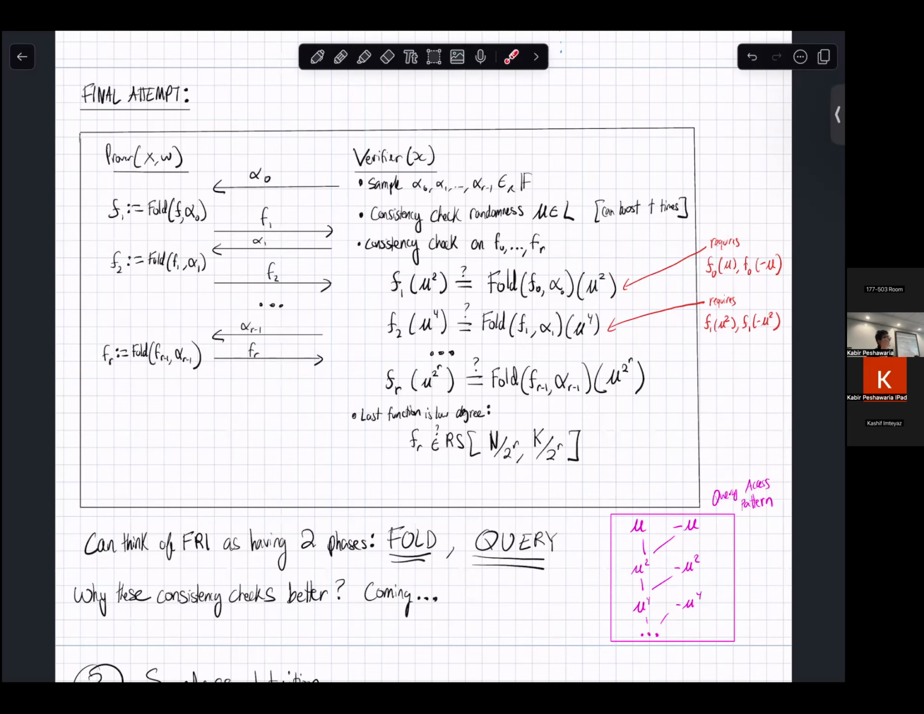But you don't have to use the same mu. I think I'm just wondering, mathematically, it seems to be better. No, completeness would still hold if you use different mu. Oh yes, 100%. These consistency checks will pass no matter what mu you choose, if the prover's honest. Okay, so it's really for soundness. This is all for soundness.